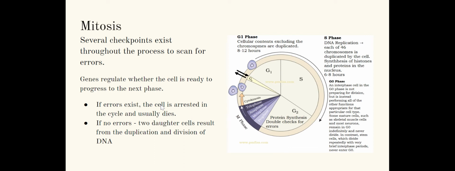Usually when that cell gets arrested in the cycle, instead of trying to continue with the mistakes, the cell will die. If there are no errors, eventually you're going to go through those other phases, prophase, metaphase, anaphase, telophase, all going to be packaged up very nicely, where you have 46 chromosomes in each cell, wrapped up with their little centromere. Everything is in order, and you have 2 new daughter cells that result from the duplication and division of DNA.